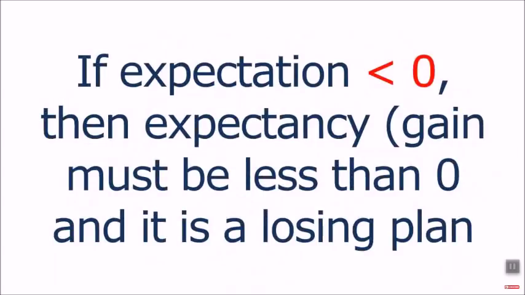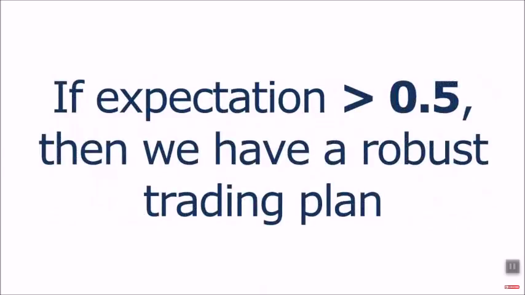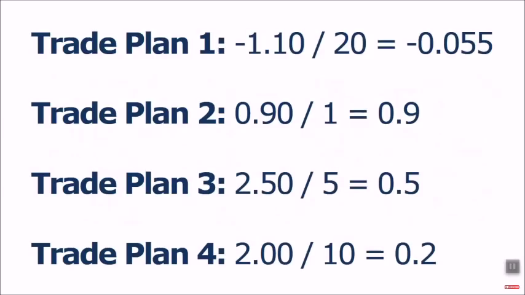So some good rules of thumb for expectation are, if the expectation is less than 0, then the expectancy must be less than 0. It's a losing plan, and that should not be traded. If the expectation is between 0 and 0.5, then the plan's okay, but we should monitor our losses to make sure the average does not significantly change. If the expectation is greater than 0.5, then we have a pretty robust trading plan. So using the formula above, expectation for our 4 example trade plans are right here.